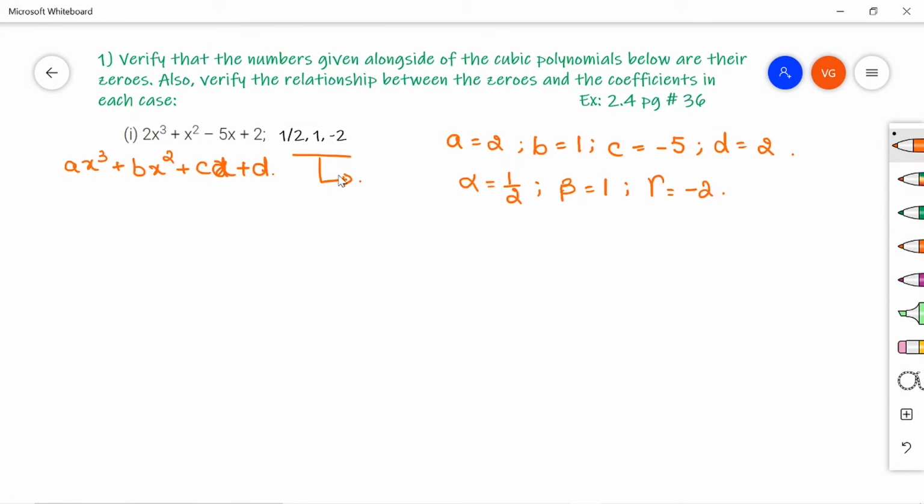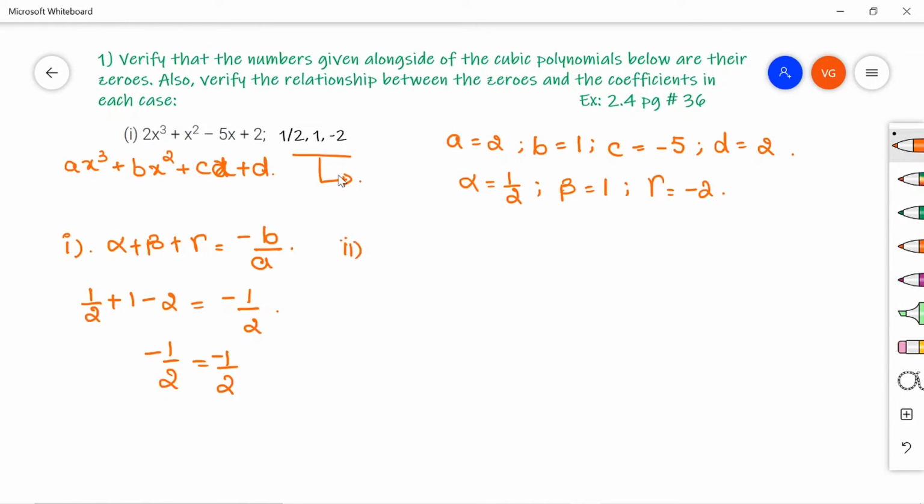Now we'll see the relationships here. Alpha plus beta plus gamma is equal to minus b by a. This is the first condition. So the relationship we have, I will check it out here. 1 by 2 plus 1 minus 2 is equal to minus b by a, minus here 1 by 2. B is 1 and a is 2. So 3 by 2 minus 2, that is nothing but minus 1 by 2. So minus 1 by 2 is equal to minus 1 by 2. So the first relationship is verified.